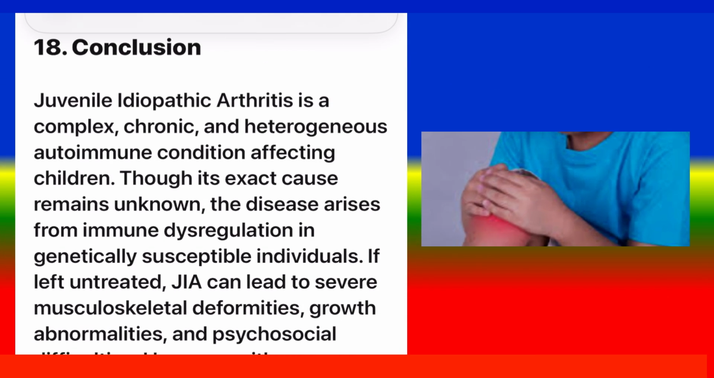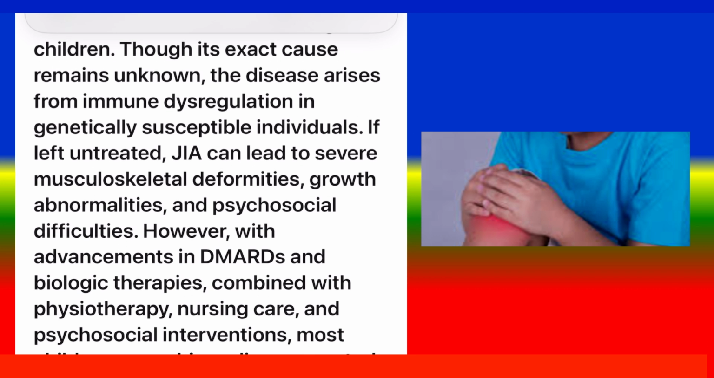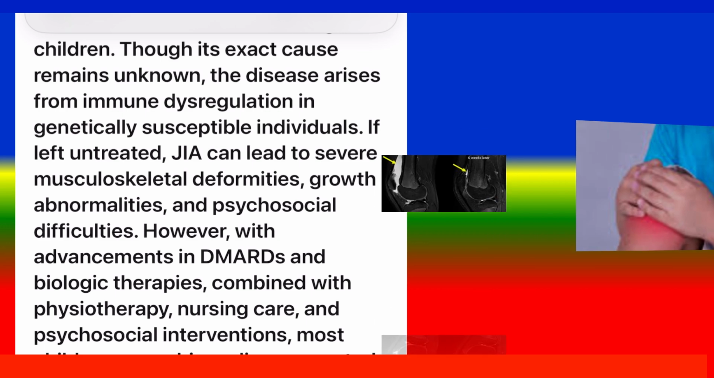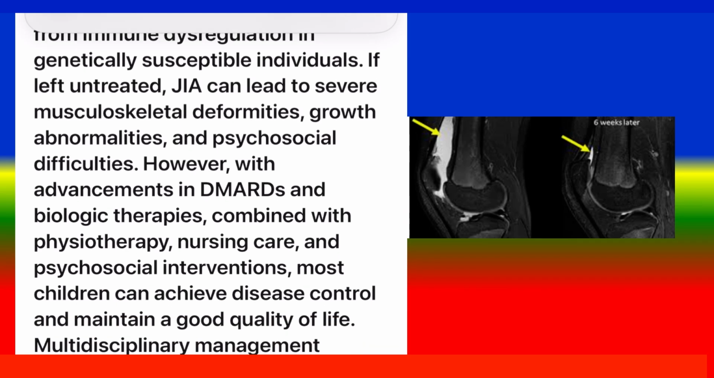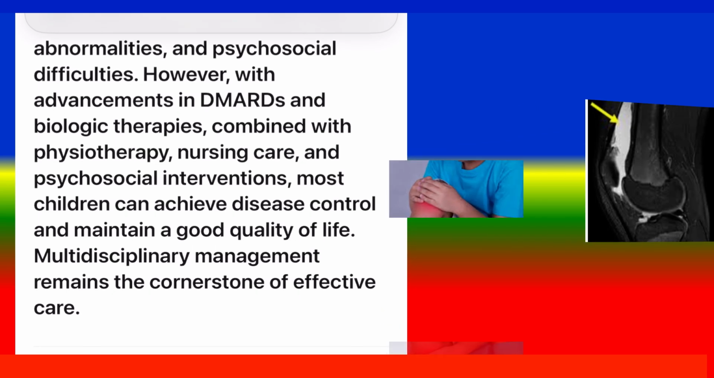18. Conclusion. Juvenile idiopathic arthritis is a complex, chronic, and heterogeneous autoimmune condition affecting children. Though its exact cause remains unknown, the disease arises from immune dysregulation in genetically susceptible individuals. If left untreated, JIA can lead to severe musculoskeletal deformities, growth abnormalities, and psychosocial difficulties.